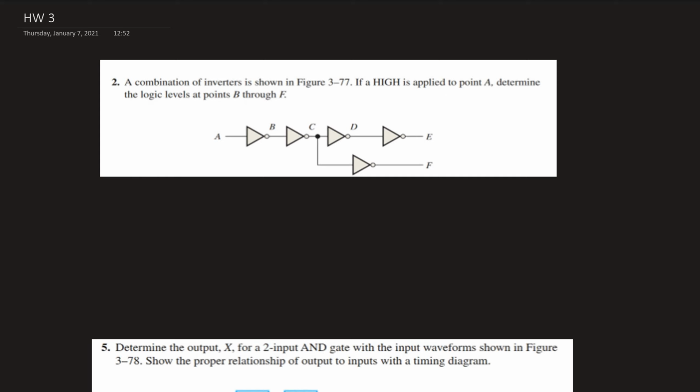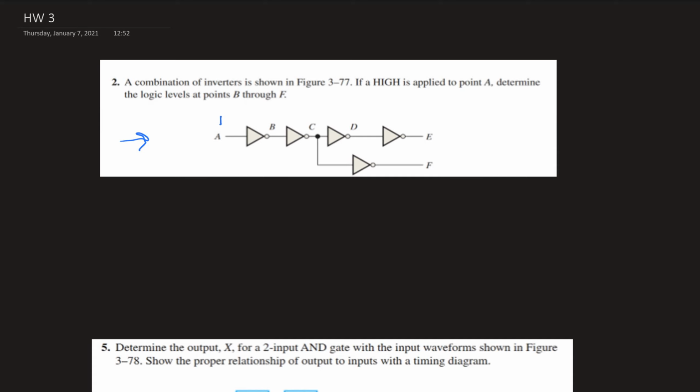So if it freaked you out a little bit, that's okay. Like I said, we're not going to do much with timing diagrams, at least this early. But let's go ahead and just go through them. So the first one said, a combination of inverters is shown. So notice we have a whole big circuit here built. If a high is supplied at point A, so let me go ahead and indicate that here, so if we have a 1 coming into A, determine the logic levels at points B through F.